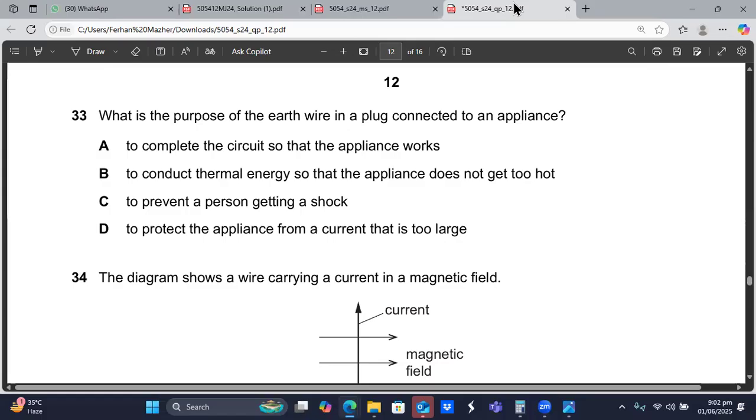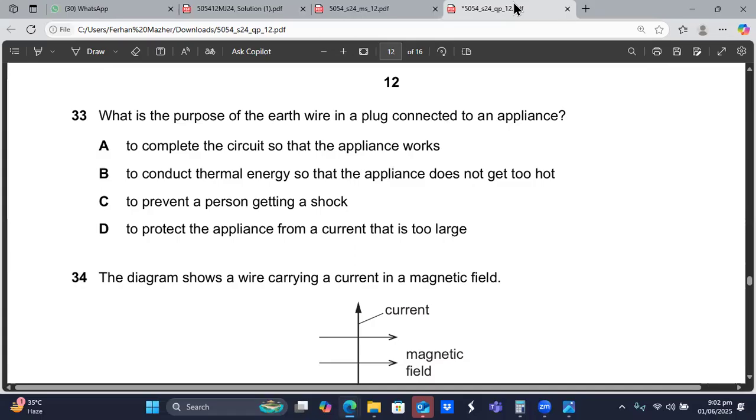So what is the purpose of the earth wire in a plug connected to an appliance? To prevent a person getting a shock, to protect the appliance. C is also right. D looks also right. To protect the appliance from a current that is too large. C is the best option, sir. For too large a current, we need to put a fuse with the earth wire also.